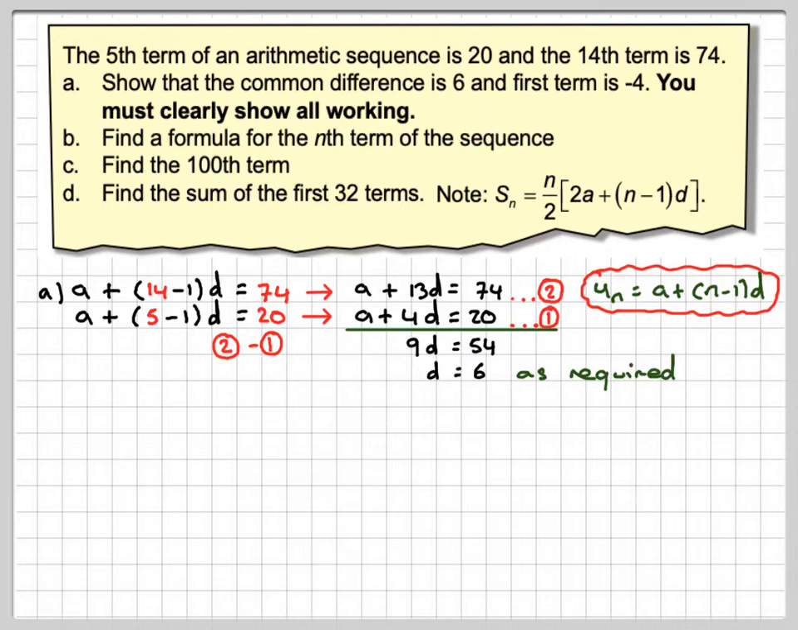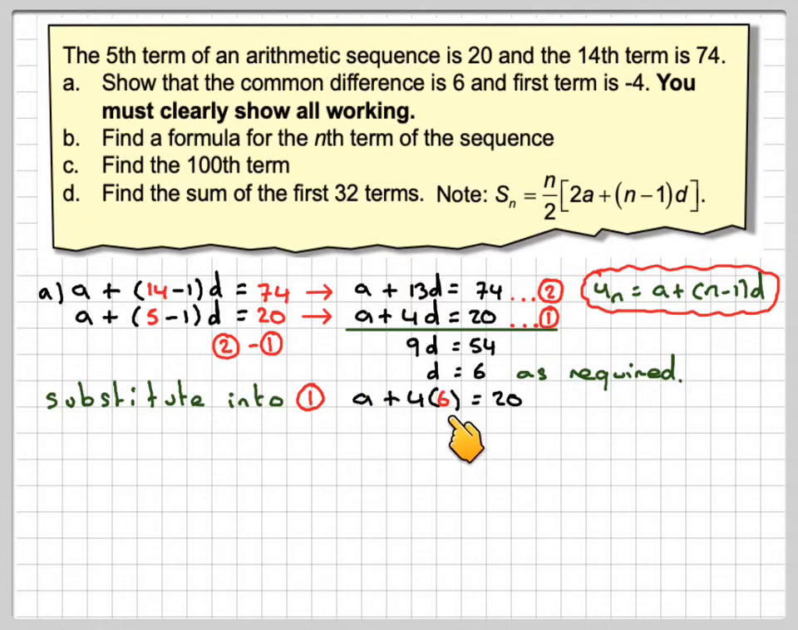In order to find A, we substitute into equation 1 or 2 for that matter. So we're going to put A plus 4 times my value of D, which is 6, is equal to 20. A plus 24 is equal to 20. Taking 24 from both sides, we're going to get that A is -4, and that is what we were required to do. Now we have to find a formula for the nth term of the sequence.